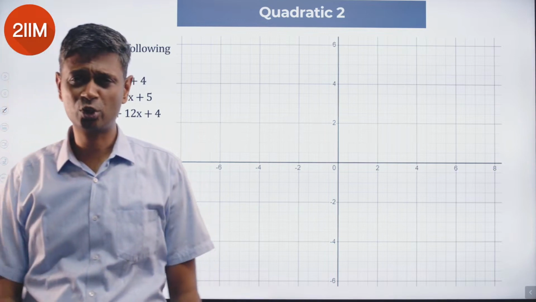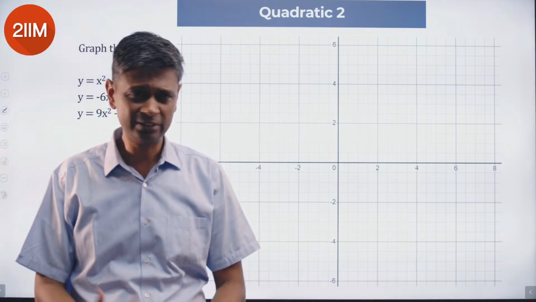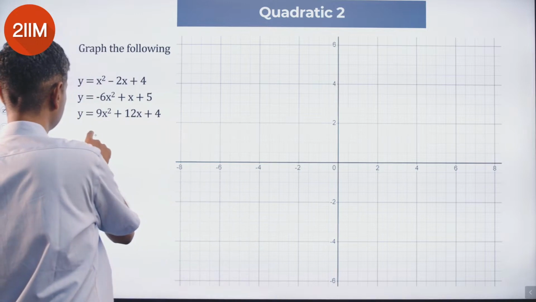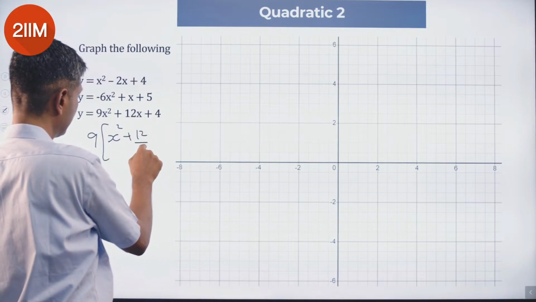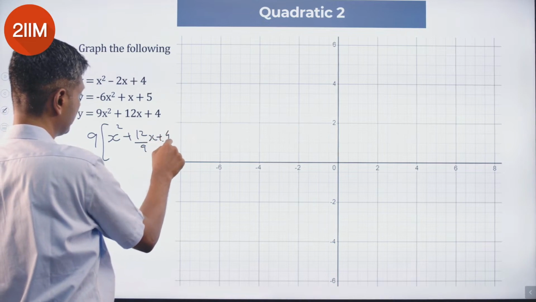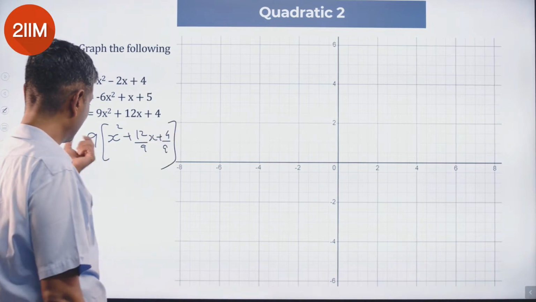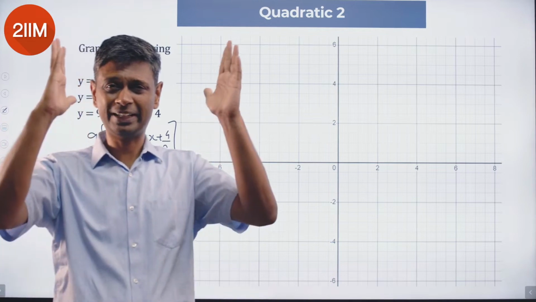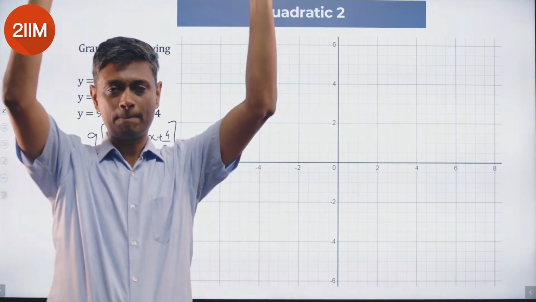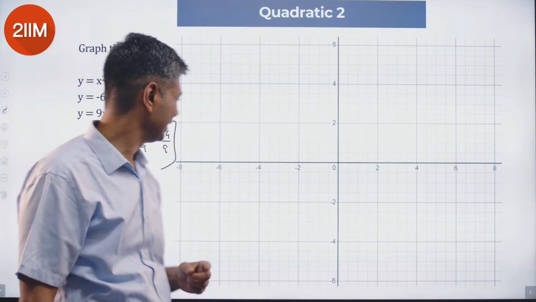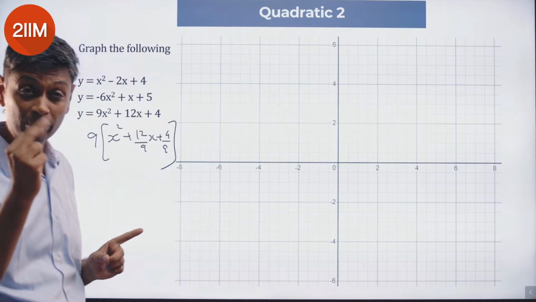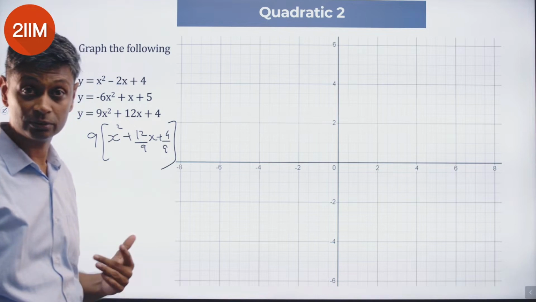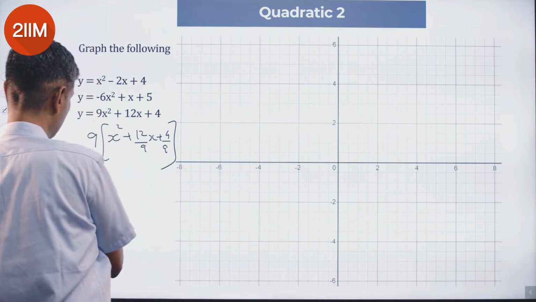9x square plus 12x plus 4. How do I simplify this? First of all, I take the 9 out. Then x square plus 12/9 x plus 4/9. If I can draw this, I can draw this. I just multiply everything by 9, make everything bigger. I know x square plus 12/9 x, where 12/9 x should be 2 times something, 6/9 the whole square.